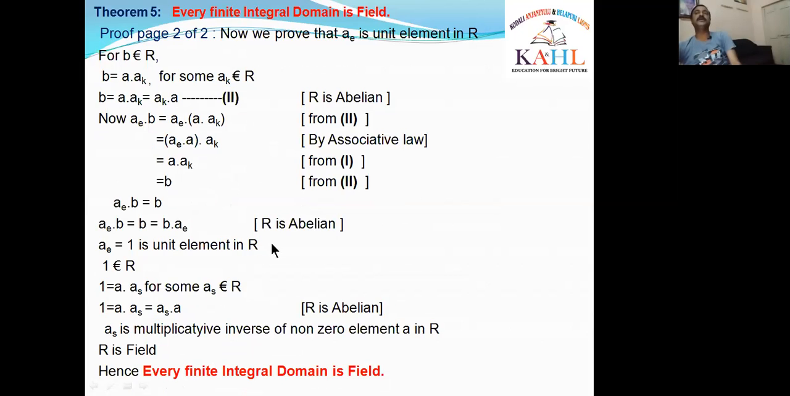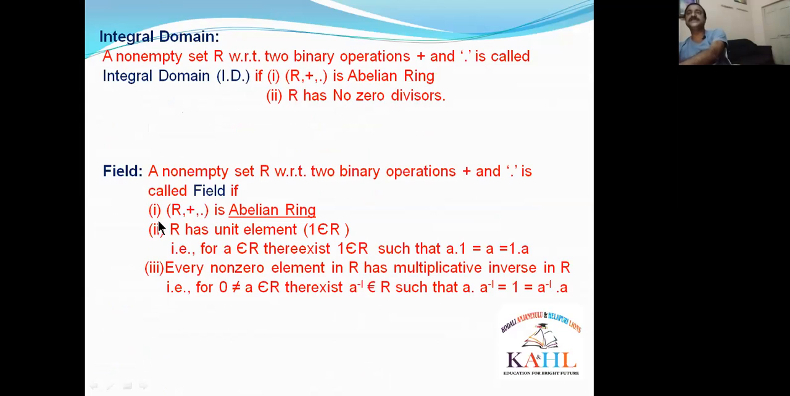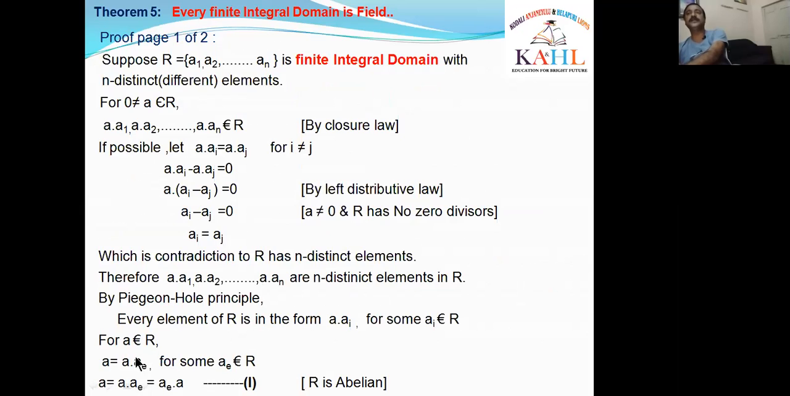Similarly, b·ae, because R is abelian, ae·b can be written as b·ae. Now if we observe, b is multiplying with ae, b comes out. That means ae is the unit element. Again, we have proved that ae, which is 1, is the unit element in R. That means we want to prove R is a field. R is a field means we have to prove three bits in the definition. The first bit, finite integral domain, we have already taken, so we don't need to prove it. We want to prove the second bit, that R has a unit element, 1 belongs to R. Now we have proven that 1 belongs to R.